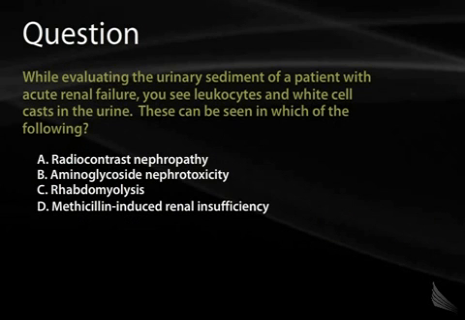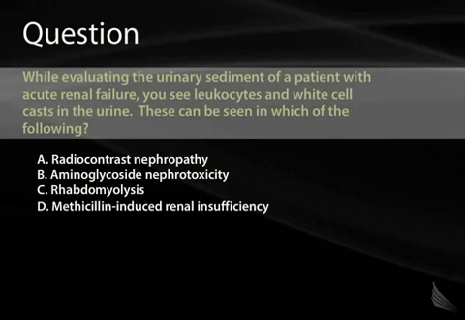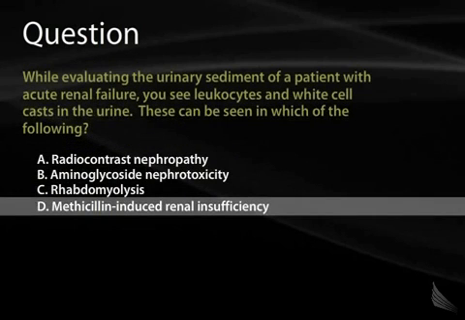Let's go through a few questions. Question 14. While evaluating the urinary sediment of a patient with acute renal failure, you see leukocytes and white cell casts in the urine. These can be seen in which of the following? A. Radiocontrast nephropathy, B. Aminoglycoside nephrotoxicity, C. Rhabdomyolysis, or D. Methicillin-induced renal insufficiency. These findings are suggestive of interstitial nephritis. The answer thus is D, methicillin-induced renal insufficiency. Methicillin and all the beta-lactam antibiotics are common causes of interstitial nephritis.